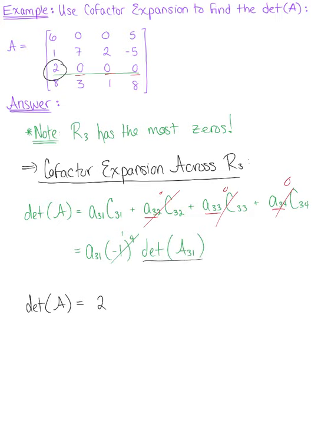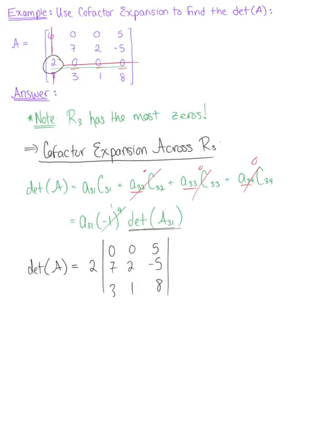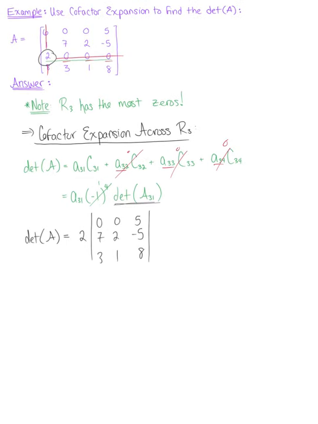To determine this submatrix A sub 3, 1, we want to eliminate the adjacent column and the adjacent row. And so this leaves us with a 3 by 3 matrix: 0, 0, 5, 7, 2, -5, 3, 1, 8. Looking at this, we realize we need to apply cofactor expansion a second time, because we're always trying to reduce down to the 2 by 2 definition of the determinant.